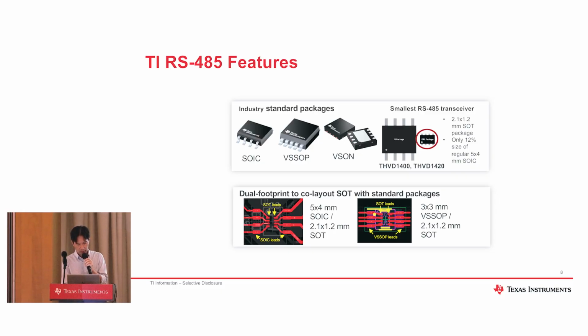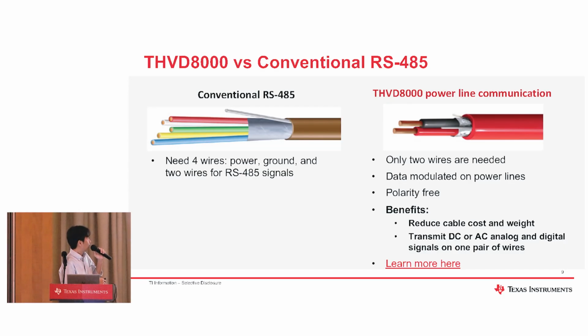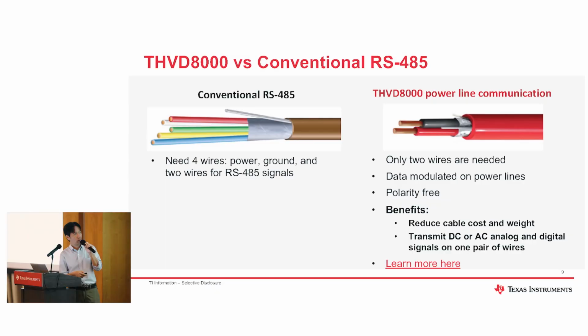Okay, so let's talk a bit about RS-485 power line communication. With conventional RS-485, we need 4 wires for the data transmission: power, ground, and 2 wires for the signal. But with the HVD8000 power line communication device, we only need 2 wires to transmit the data and also the power on the 2 lines, because the data is modulated on the power line.